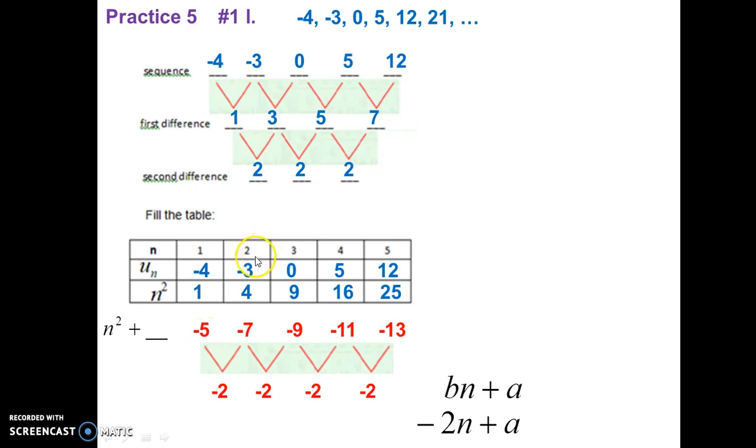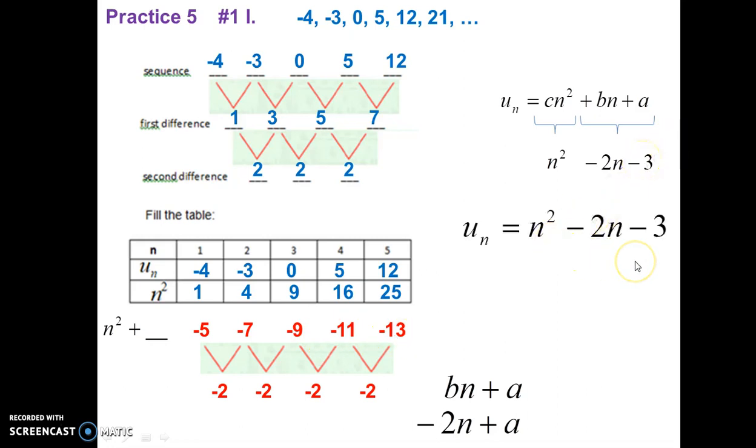Let's confirm here. Negative 2 times 2 is negative 4, but we need negative 7. That means we need an additional negative 3. So each time was an additional negative 3. So going to our quadratic rule, n squared, but here we had negative 2n, and that A is an additional negative 3, because these numbers are produced by multiplying n by negative 2 and then taking away another 3. So our final rule is this.